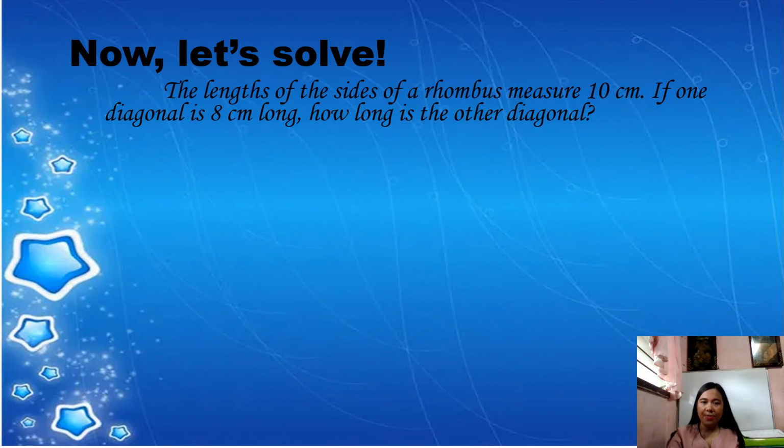Let's have another problem. The length of the sides of a rhombus measures 10. If one diagonal is 8 centimeters long, how long is the other diagonal? So we have here the figure. And then let's put in the given, which is 10. Now one diagonal is 8 centimeters long, so you have here the 8. Now if this is 8 centimeters, therefore one part is 4, the other one is also 4.